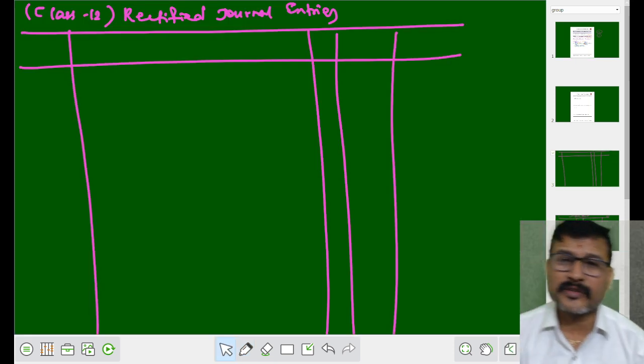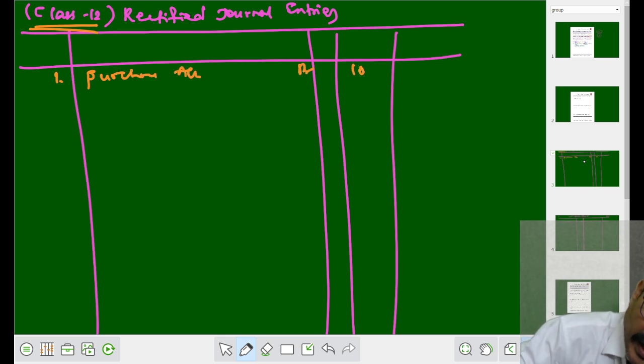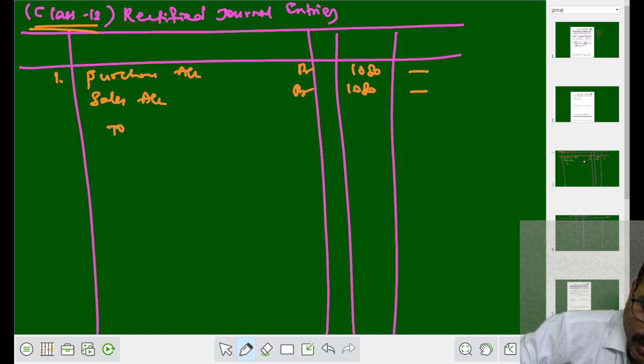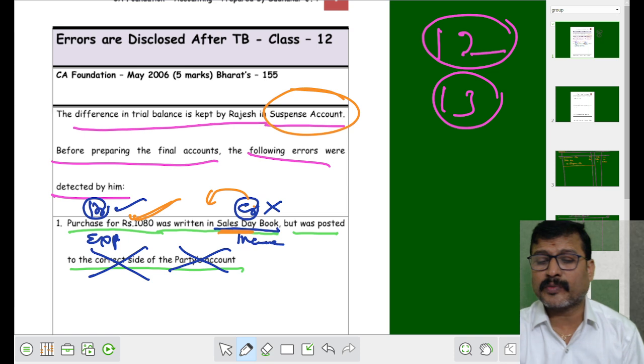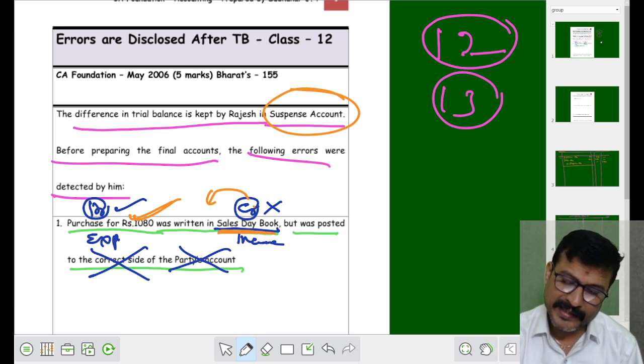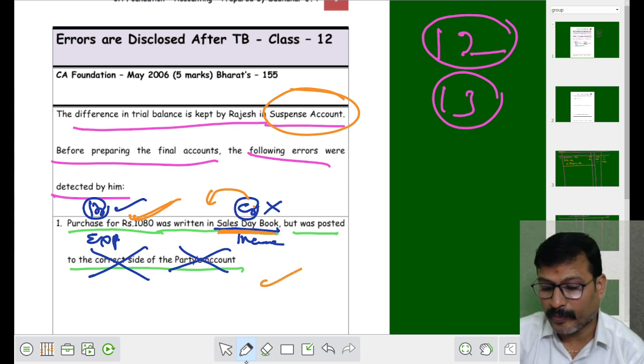Shall we write the first entry, my dear students? So you write first entry, it is class number 12. Purchases account debit 1080, sales account debit 1080, to suspense account 2160. What narration are we supposed to write? Being wrong credit in sales day book is rectified. Instead of book we have to write account. Being wrong credit in sales account is rectified. I hope you got it right.